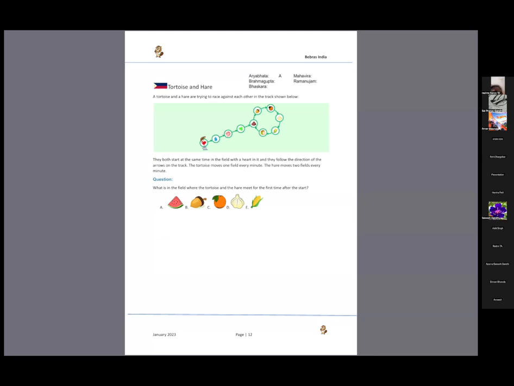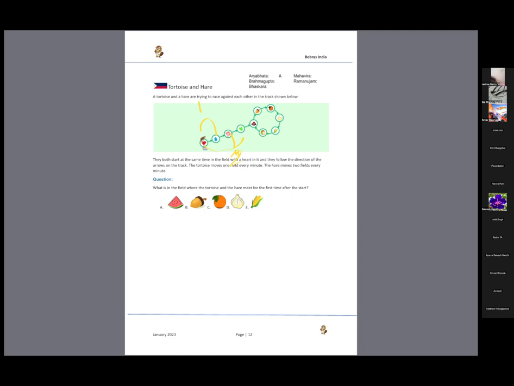which is a tortoise and a hare trying to race against each other in a racetrack, which is shown here. They both start from this tile on the very left, and they keep going wherever the arrows take them. They go first towards the circle and then move clockwise. They both start in that field, but they have different speeds. The tortoise moves 1 tile every minute, and the hare moves 2 tiles every minute. So the hare moves double the distance of the tortoise.